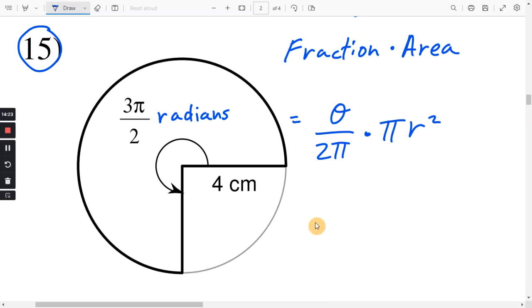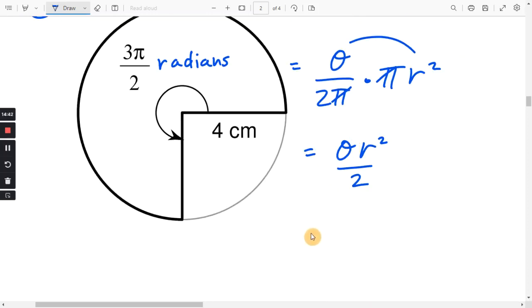Okay, and like we did in the intro, pi divided by pi cancels before I plug in any numbers. And I'm left with theta times r squared in the numerator. And that's divided by 2. So you can go right to this step each time. You don't have to do this.